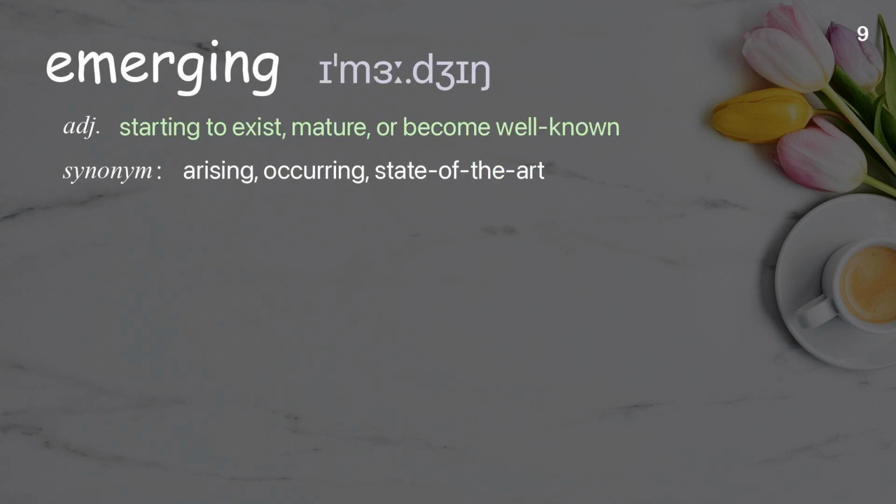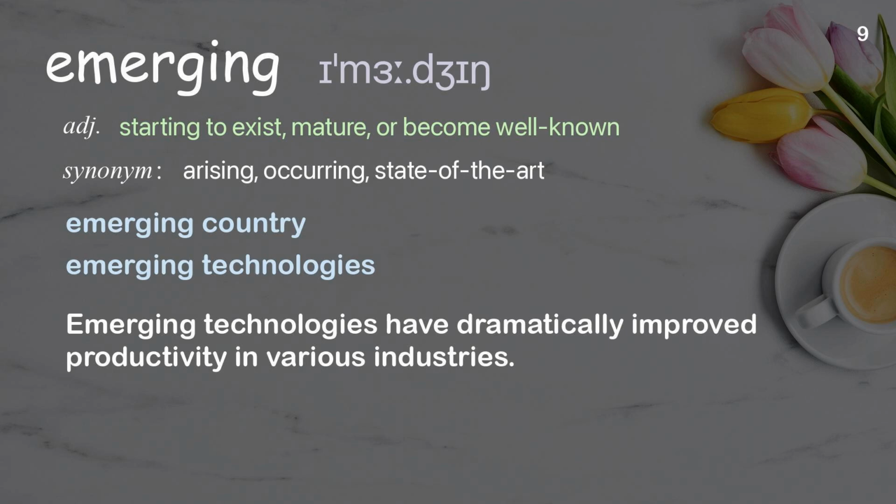Emerging. Starting to exist, mature, or become well known. Examples: Emerging country. Emerging technologies. Emerging technologies have dramatically improved productivity in various industries.